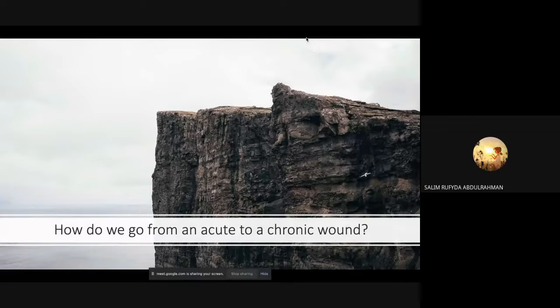Yes, thank you. Okay, so do you mind telling us some of these factors that impair wound healing? They now push you from one end of the cliff to the other one where you now have chronic wounds. Maybe you can start with local causes.